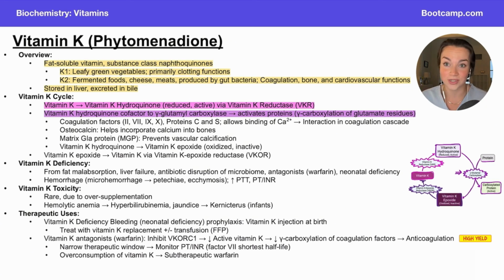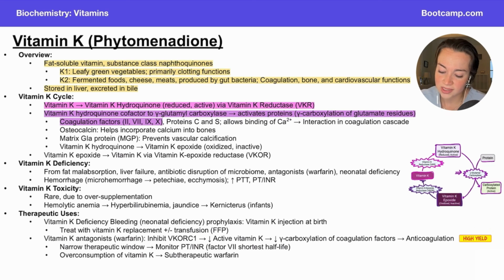So what are our proteins of interest? Well, the big one, and of these functions, the most likely to be tested, is the gamma carboxylation of coagulation factors, specifically the vitamin K-dependent coagulation factors, which are 2, 7, 9, and 10.